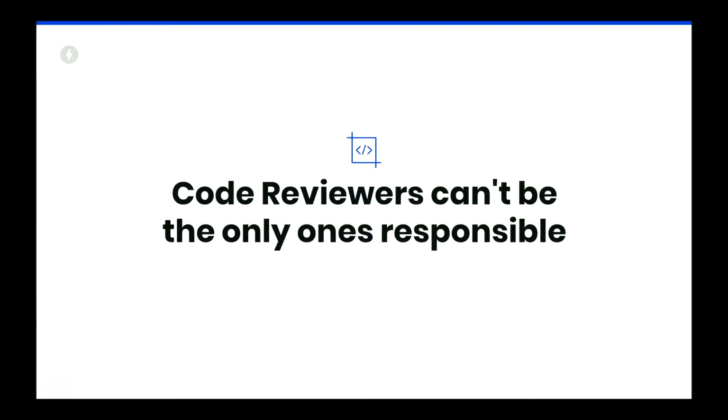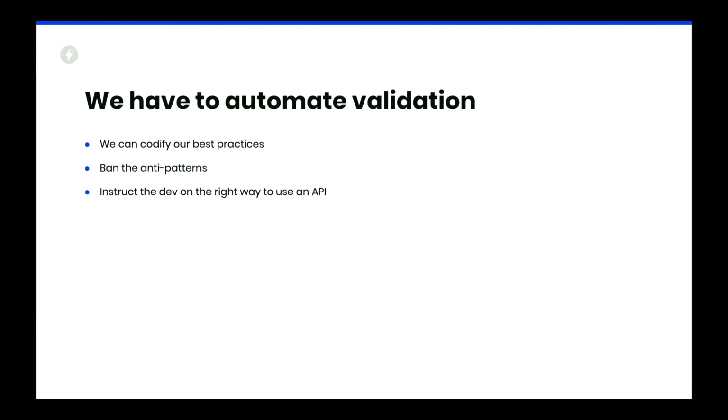But code reviewers can't be the only ones responsible for this. There's just too much for any one person to know about. And even if they could know it all, they're going to fail sometimes. They're not going to spot every single bug that happens. We can't just rely only on the code reviewers to catch all of these things. So we have to have some kind of automatic validation. Something has got to do this for us so that we can find out what's going wrong in the code base.